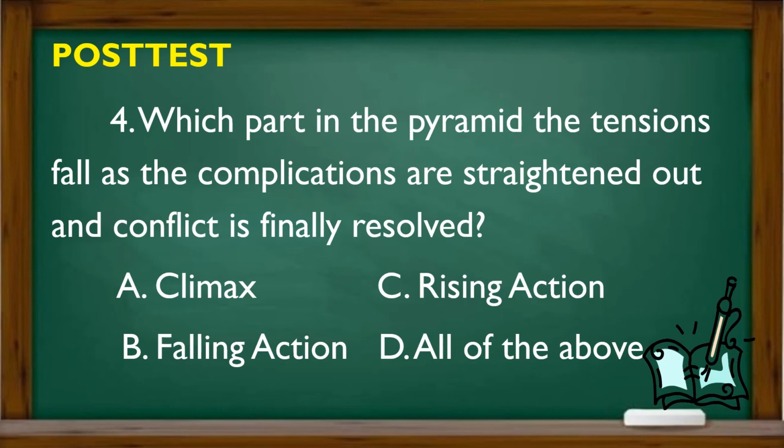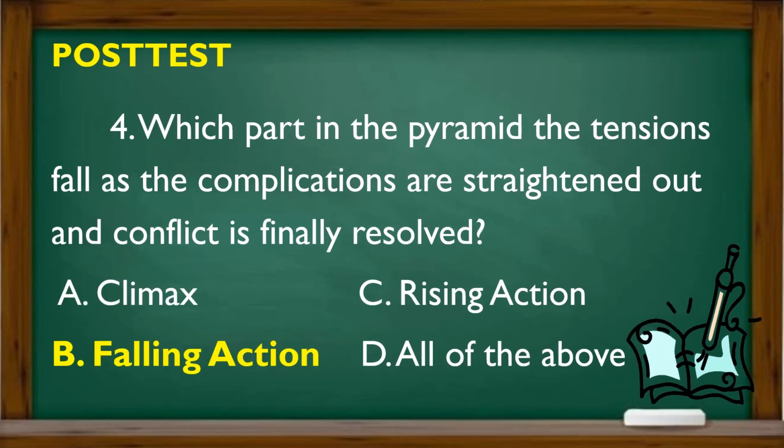Number 4. Which part in the pyramid the tensions fall as the complications are straightened out and conflict is finally resolved? A. Climax, B. Falling action, C. Rising action, D. All of the above. The answer is falling action. Amazing. I know you've got the correct answer. It's just really easy. Next.